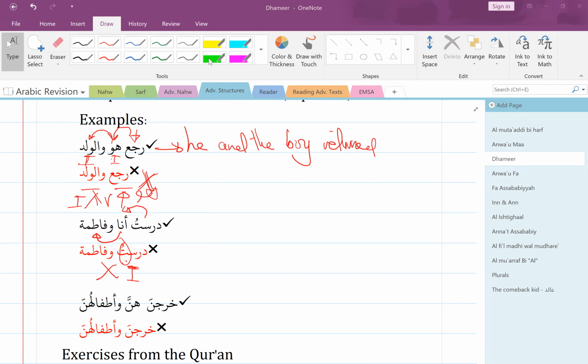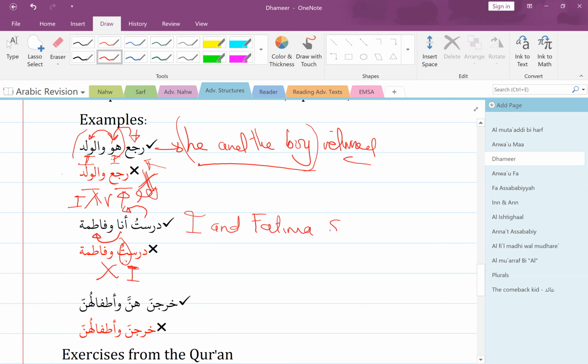Or he and the boy, would it be fa'il? Yeah. So the whole thing, the outside, this huwa wal walad would be the fa'il, the outside doer together. So you can even see, this is the huwa version. We'll treat that as an outside doer. Raja'a, huwa wal walad becomes the outside doer of raja'a. And that's why when I'm translating, I'm saying he and the boy, which is the outside doer, the fa'il, then we bring in the verb, returned. I and Fatima studied. So this is the outside doer. That's how it's treated.